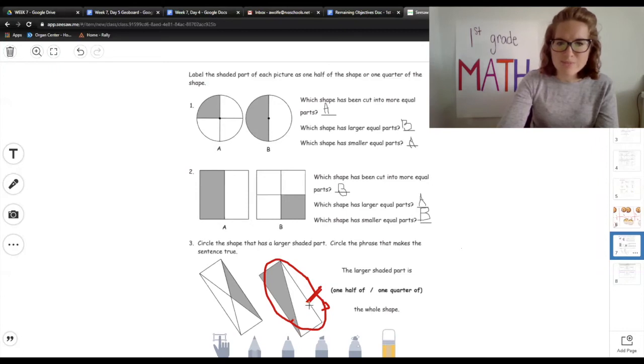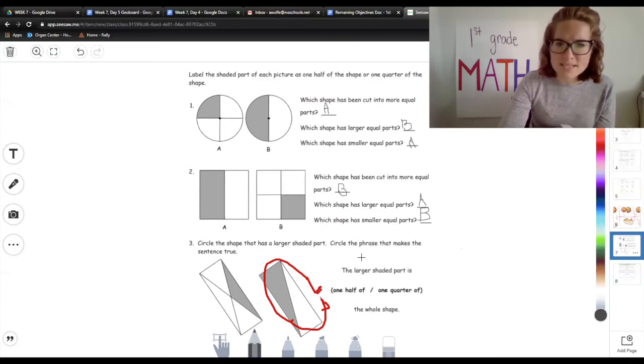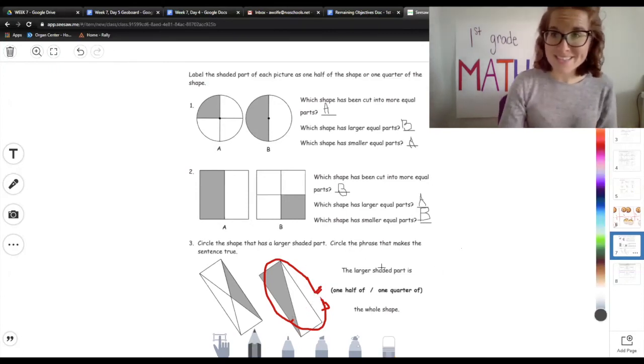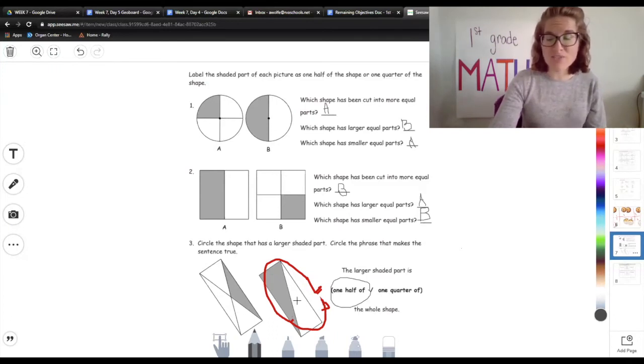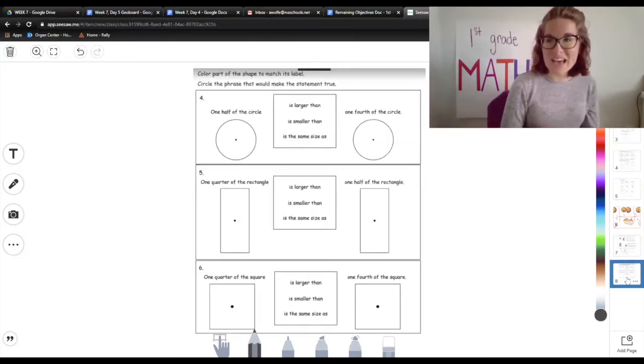Now, there's more to the question. It also says, circle the phrase that makes the sentence true. The larger shaded part is 1/2 of the whole shape. So the larger shaded part is in the rectangle that is divided in half, not in quarters. Good job. Okay, let's take a look at the last page.